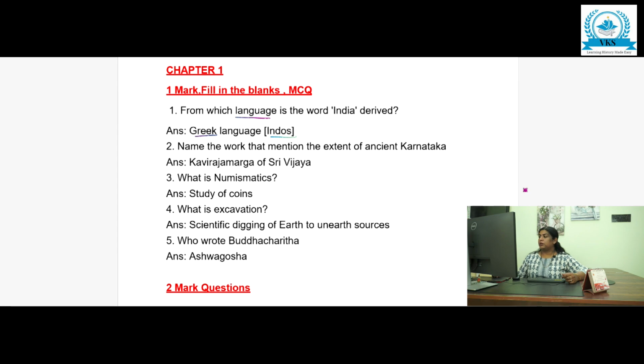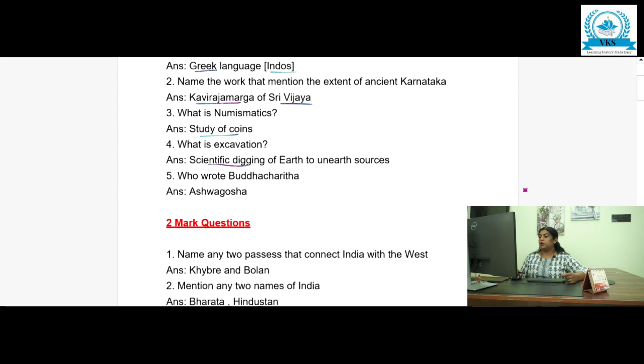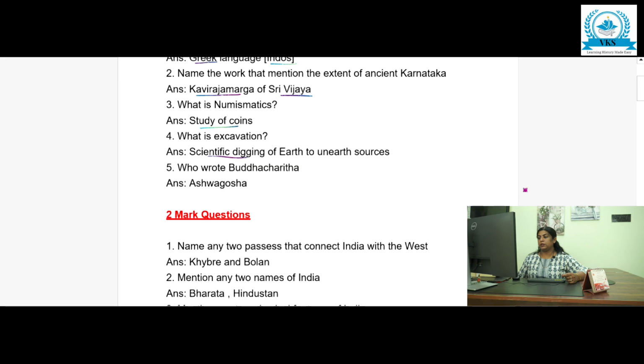Name the work that mentions the extent of ancient Karnataka. Answer is Kaviraja Marga, written by Sri Vijaya. Next question, what is numismatics? Study of coins. What is excavation? Scientific digging of earth to unearth sources is called as excavation. Who wrote Buddha Charita? Ashwa Ghosha.